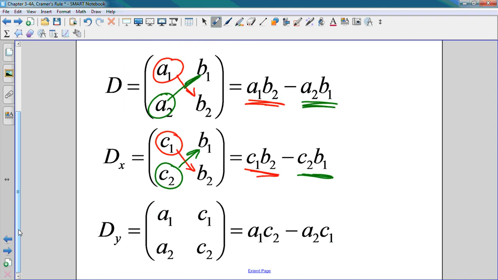Here's the mistake in your notes. For some reason when I made your notes, I had these backwards. A should be first, and B or C should be second. So fix that in your notes. It does matter. For dy, you should have A1 over A2, C1 over C2, so fix it.